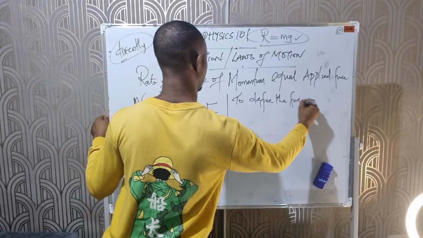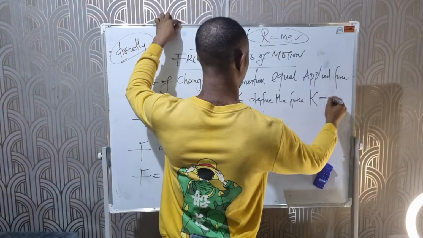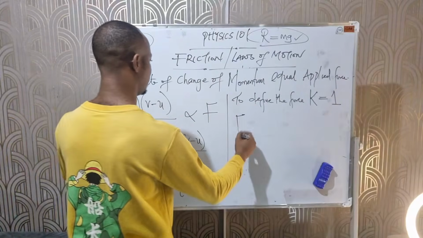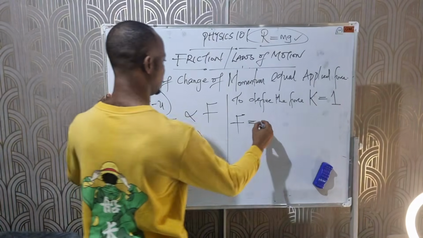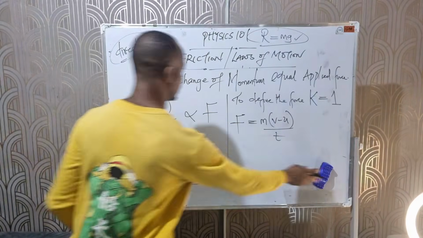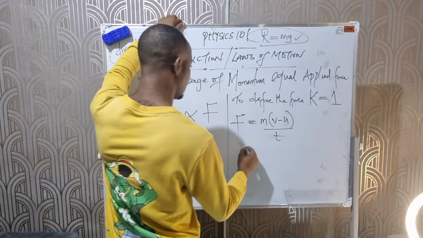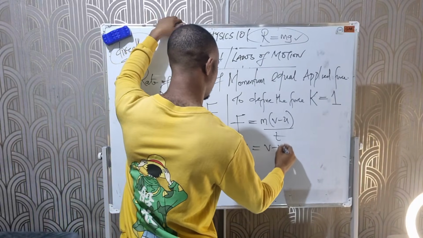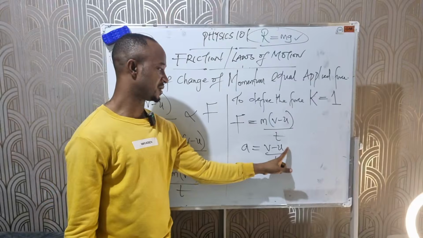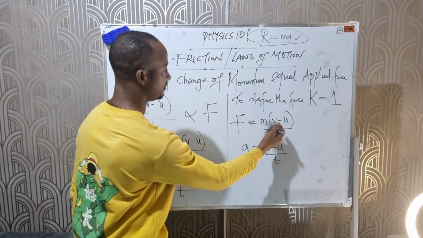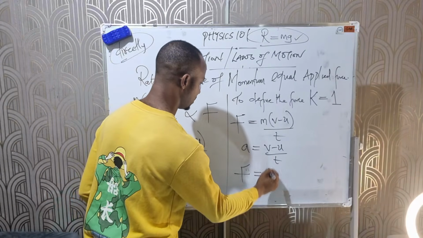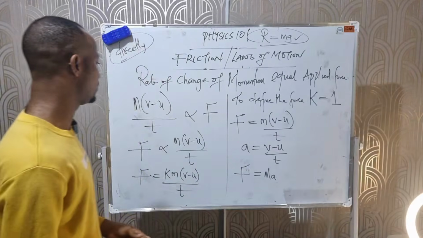Okay. Now, to define the force, I will set the value of k to be equal to 1. So that means my force F equals m(v minus u) divided by t. But don't forget that we say that acceleration is change in velocity over time. a is (v minus u) over t, right? So I can replace the whole of this here with a. That means our F is equal to m a.